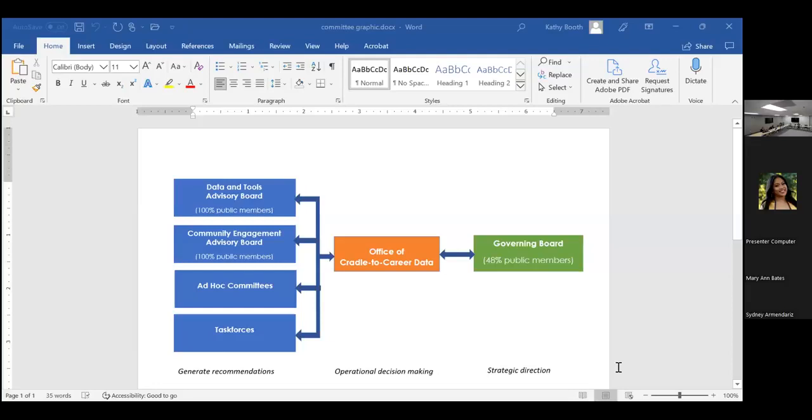So what we now have are 4 blue boxes on the left that indicate the different types of committees that support the work of the office and the governing board. You've got the Data Tools Advisory Board, the Community Engagement Advisory Board. We've now broken out ad hoc committees and task forces as separate boxes because they are different types of entities. And then we have bi-directional arrows between that line of committees, which generate recommendations, and the Office of Cradle-to-Career Data, operational decision-making, which has bi-directional communication to the governing board, which is strategic direction. That is what that group does.